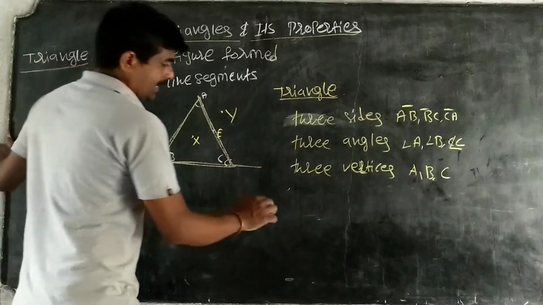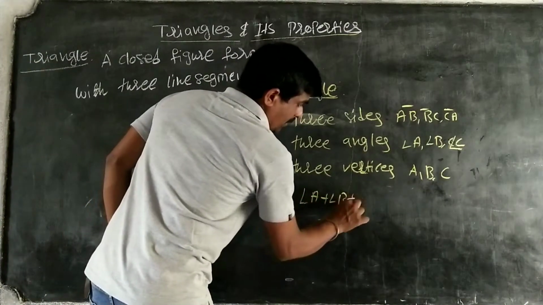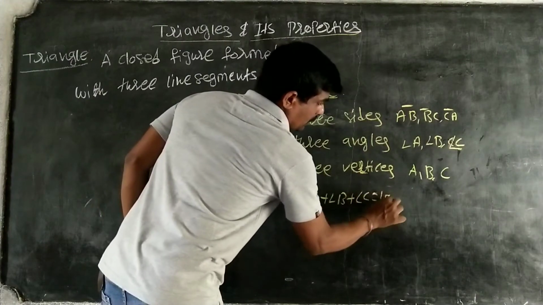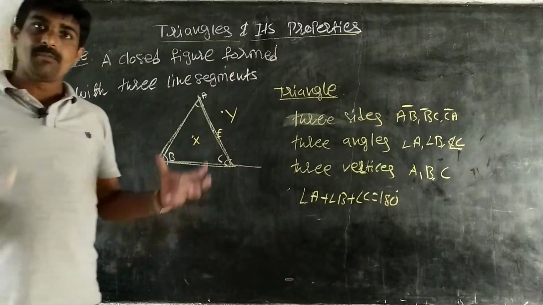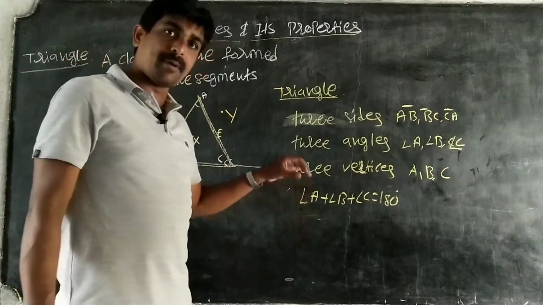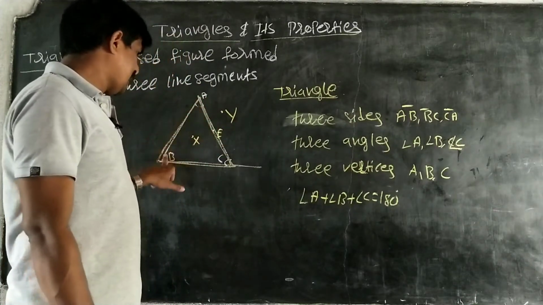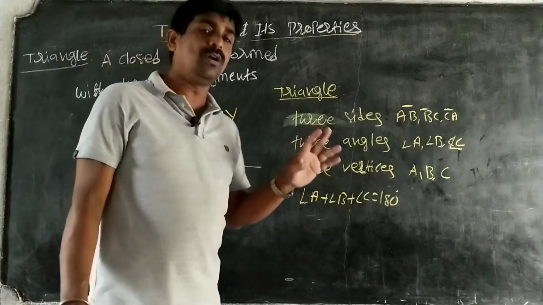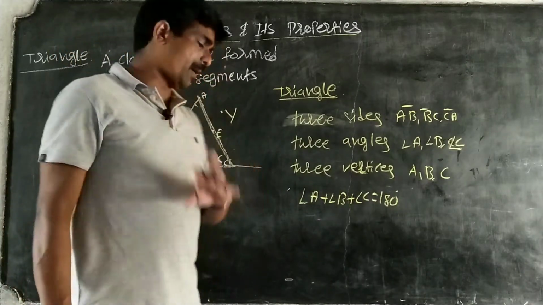Again, one property: the sum of angles, angle A plus angle B plus angle C, is equal to 180. This is the biggest and most important point. So a property of a triangle: the sum of the three angles, angle A plus angle B plus angle C, is equal to 180 degrees. Okay, this is one property.